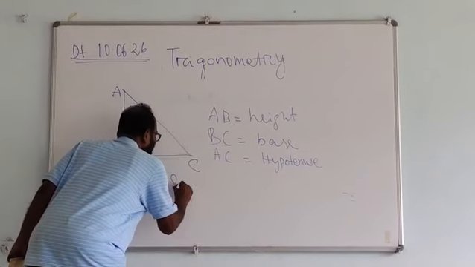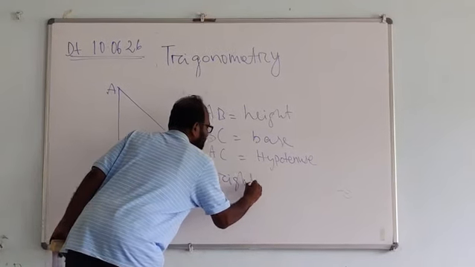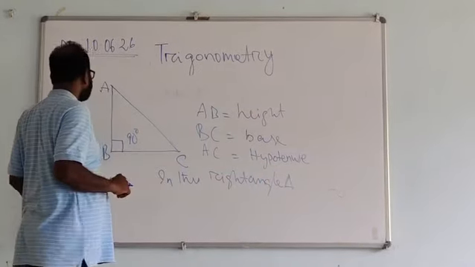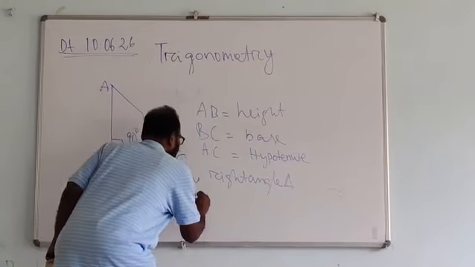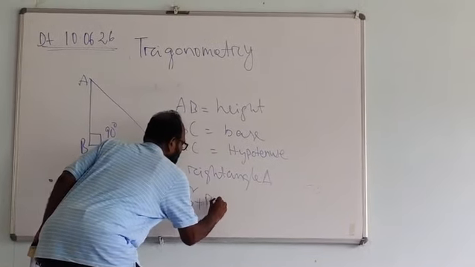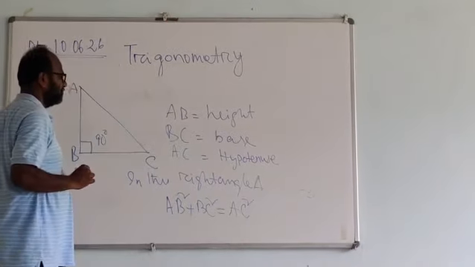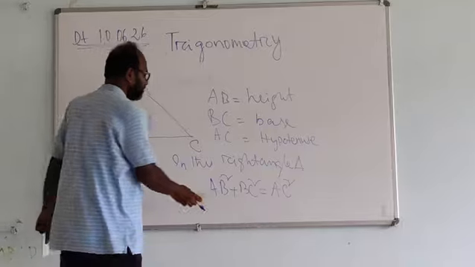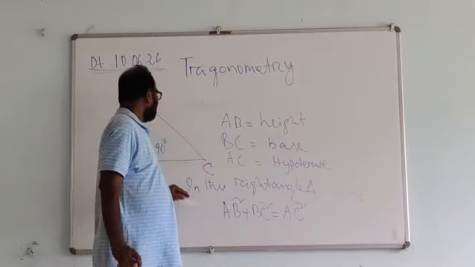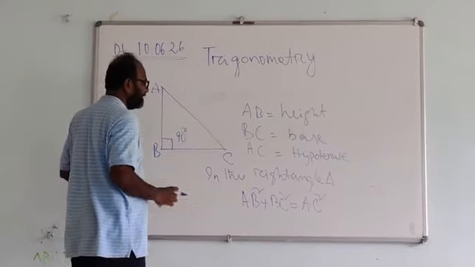In this right angle triangle, AB square plus BC square is equal to AC square. This is the Pythagoras theorem. Basing upon this formula, we will derive the relationships. Now, we will take sin theta.